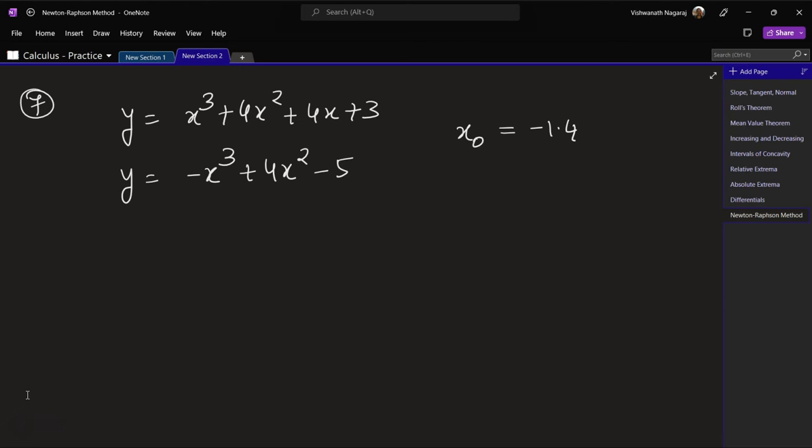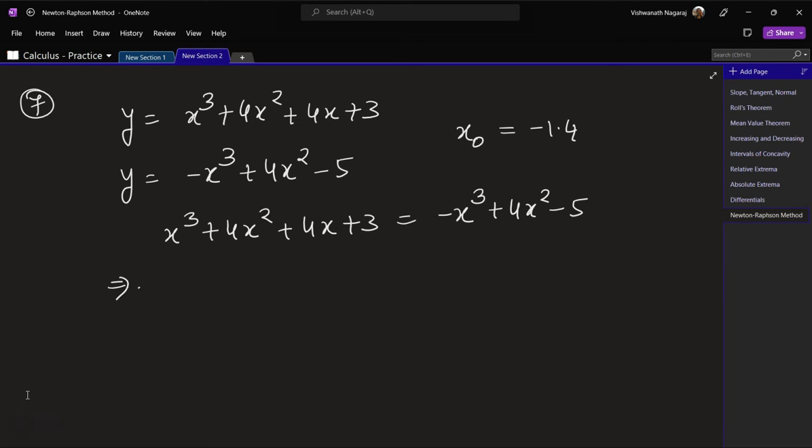So remember, these are two curves. We have to figure out where exactly it intersects. Okay. So if it is going to intersect at that particular point, whatever be the value of x, if we substitute it into both these two equations, they will be equal, right? At the point of intersection. So which means x cube plus 4x square plus 4x plus 3 is going to be equal to minus x cube plus 4x square minus 5. And this will be true only where they intersect.